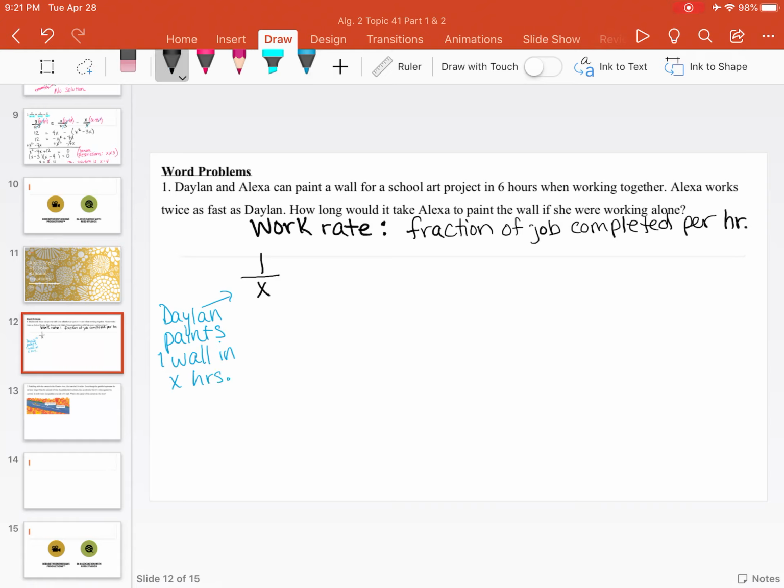Now, because the problem is focusing on what Dalen and Alexa can paint together, it says that they were working 6 hours when working together, we know that that deals with addition. It also says that Alexa works twice as fast as Dalen. So, in the time that it takes Dalen to paint just one wall, it actually takes Alexa the same amount of time to paint 2 walls. She can paint 2 walls in that same amount of time, because Alexa is twice as fast as Dalen.